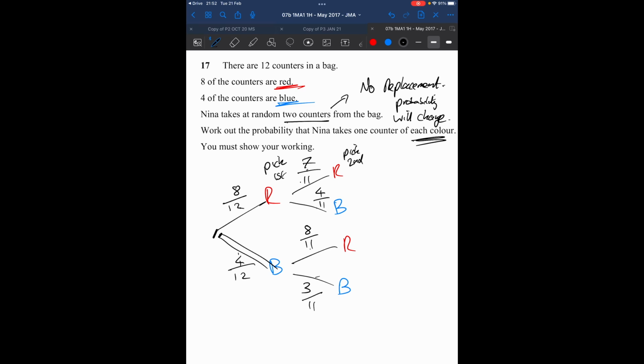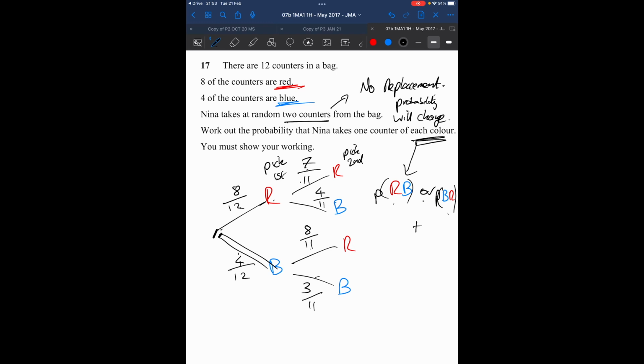Now, if you want to work something out, say you want to work out a red and then another red, all you do is multiply those together. That's it. We want to work out one of each. So what does that actually look like? Well, that looks like a red and then a blue, or, what's the other alternative? A blue and then a red. Or kind of means and in lots of situations, a probability like this. So we're going to work these out, and then we're going to add them together. That's all we're going to do.